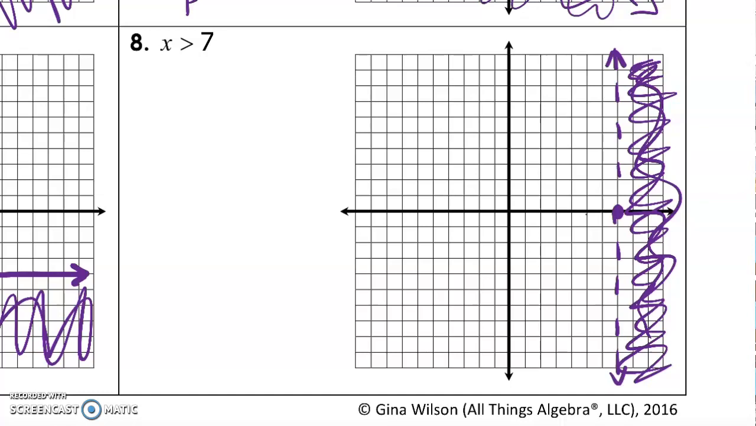So graph your line, know whether it needs to be a solid line or a dashed line, and don't forget to shade.